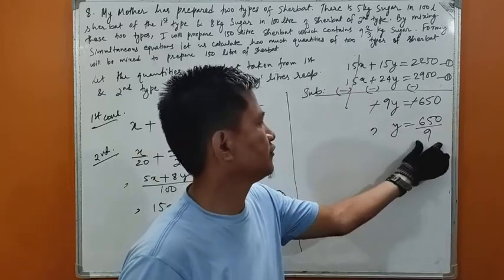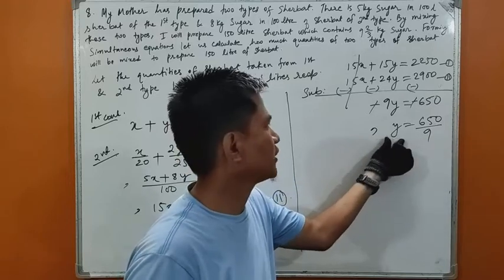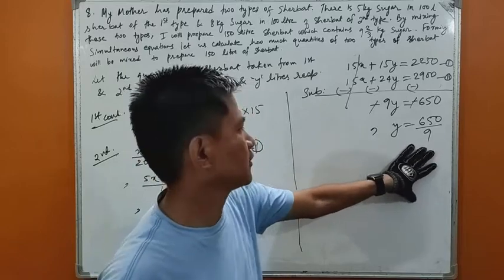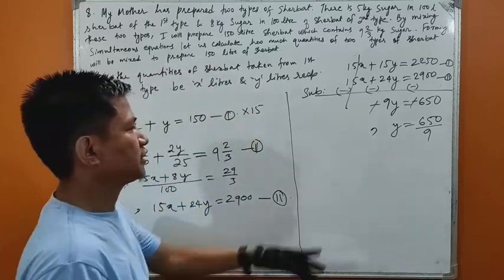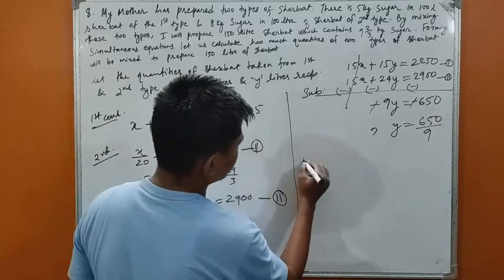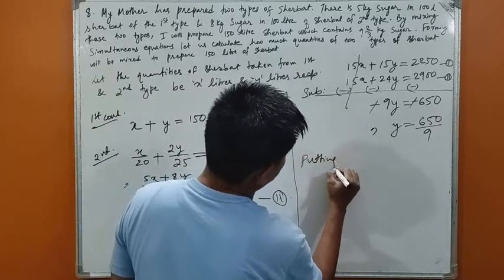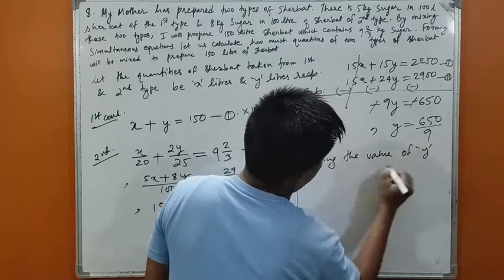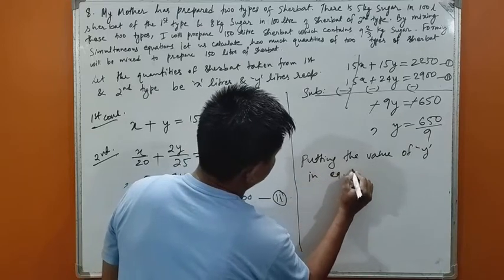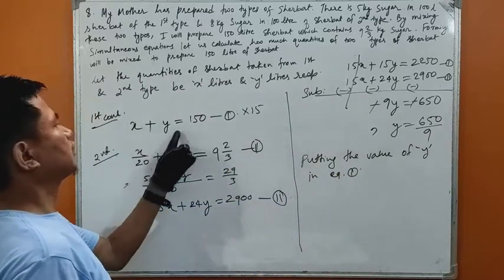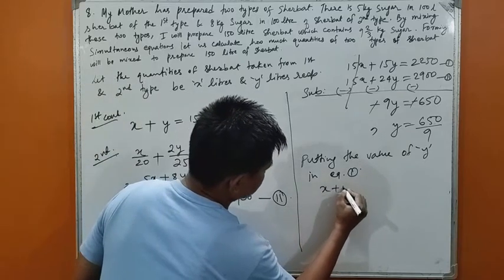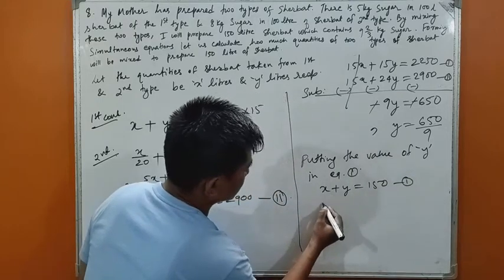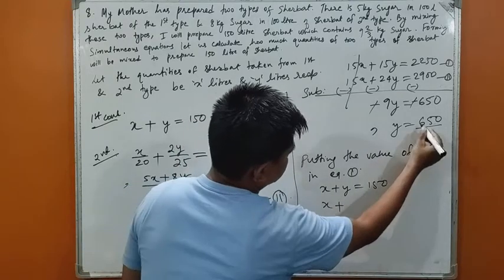This is the quantity of the second type of sarbat taken, okay? y is the quantity of the second type of sarbat taken, isn't it? So we found the value of y. For the time being, let us leave it like this. Now we will find the value of x by putting the value of y in equation 1, okay? Equation 1, we have x plus y equals 150, isn't it? So this is equation 1. x plus y means we have x plus 650 upon 9.